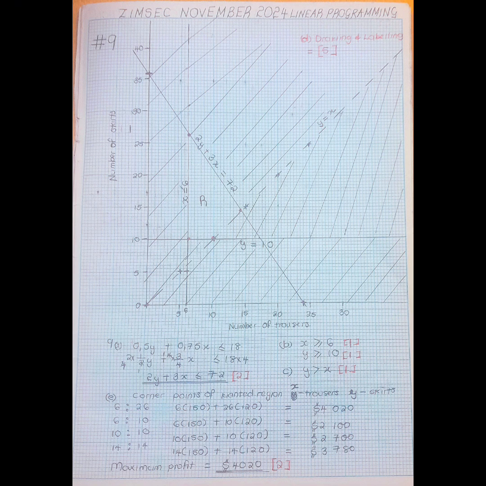And then part E, each skirt makes a profit of 120, and each pair of trousers makes a profit of 300. So it means that if 2 trousers cost $300, then 1 trouser costs $150. So we are going to try the corner points of the wanted region and do our comparison, so that the maximum profit is going to be 4,020.